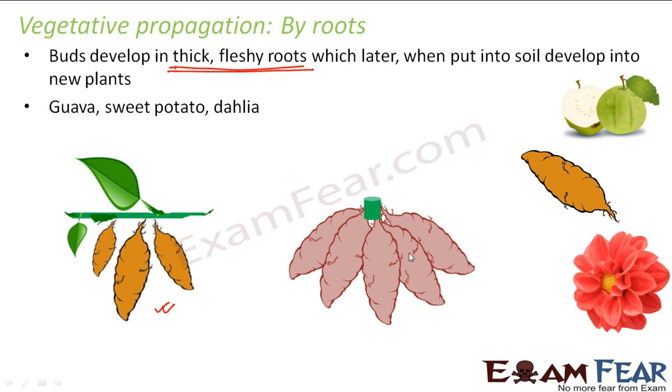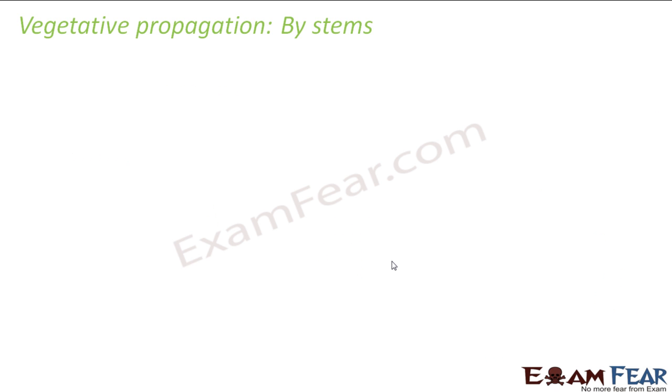So these swollen roots can be used for sowing the next season, and that is how they are used for propagating, right? Because they are swollen and thick, and on them you can see small buds arising. From those buds only, a new plant will be formed. Similarly, this kind of propagation can also happen by stems.